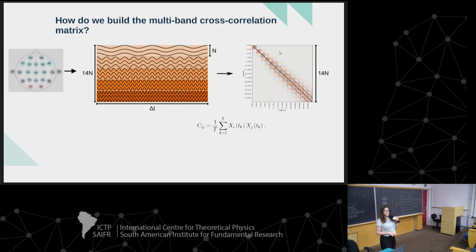How do we build our multiband cross-correlation matrix? From the signals of the electrodes, we have 19, as I said, and we're going to filter them in 40 bands. So now we have 19 paired 14 times each signal. We filter these 19 signals from 1 to 3 hertz and so on. We take a time window of 30 seconds, which is the same that the specialists use to label the sleep stages. Then we construct the correlation matrices using a Pearson coefficient.